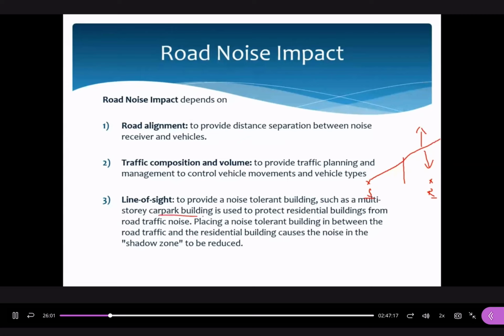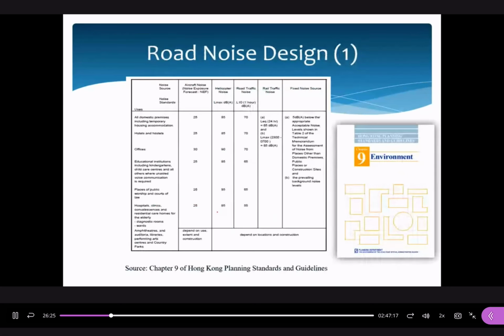We use multiple car park buildings, with the residential building sitting on top of them. This is similar to a barrier. And we have to provide screening structures such as barriers, road enclosures, and road deckings to reduce noise effects. This table I extracted from chapter 9 of the Hong Kong Planning Standards and Guidelines.